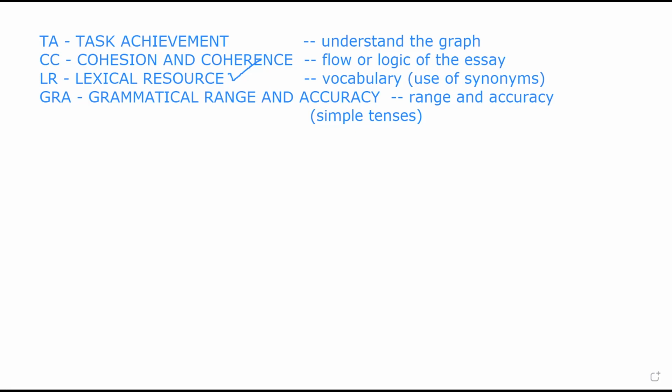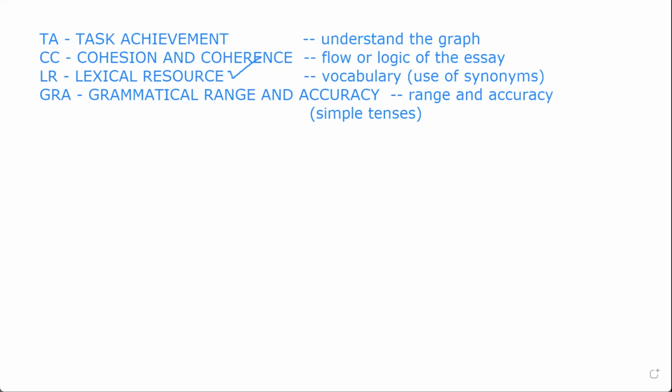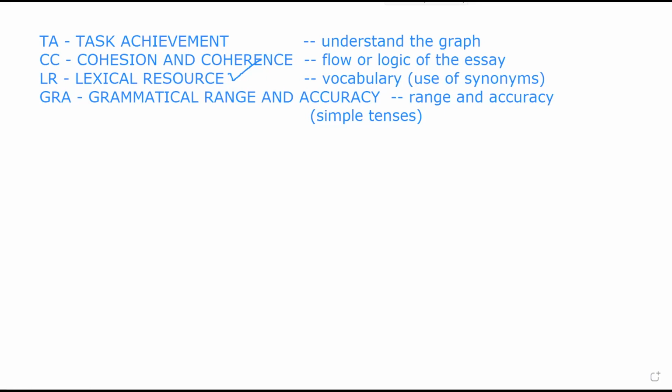Now, finally, for writing task one, let's check the common mistakes in writing task one, as we have already finished how to master the contents in writing task one. So the contents involve task achievement, that is understanding the graph. All right, so understand the graph, and then we have CC, or cohesion and coherence, and lexical resource, and then grammar.